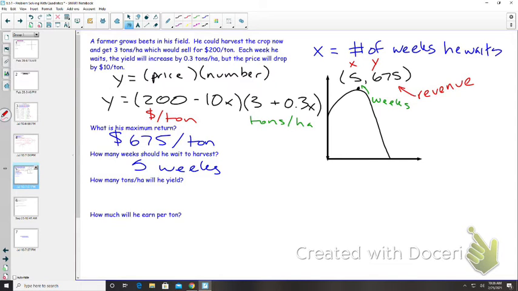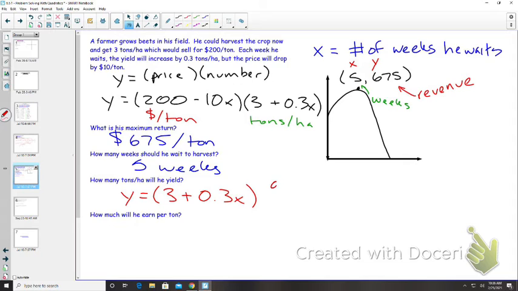Okay, so we are going to do this by substitution, okay? So it's 1.5. In this case, tons per hectare, we're only concerned with right here, okay? So y is equal to 3 plus 0.3 times x, okay? And what is our x value going to be? 5. 3 plus 1.5, so y equals 4.5.